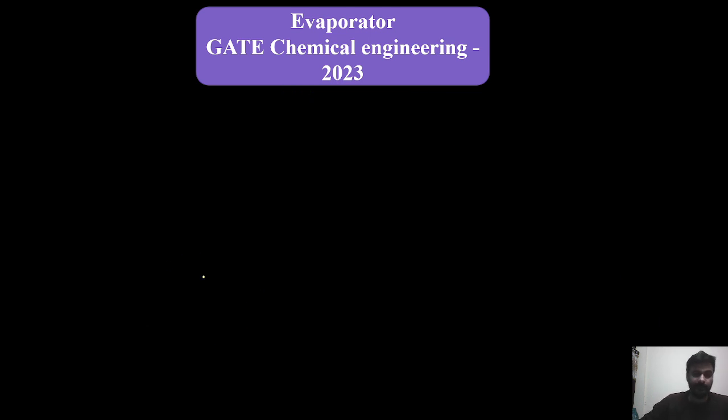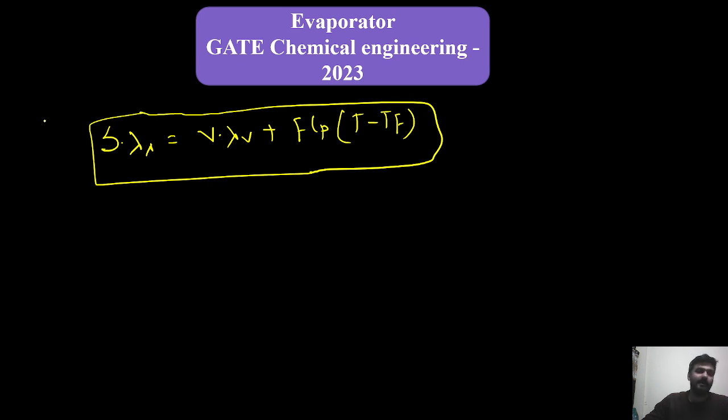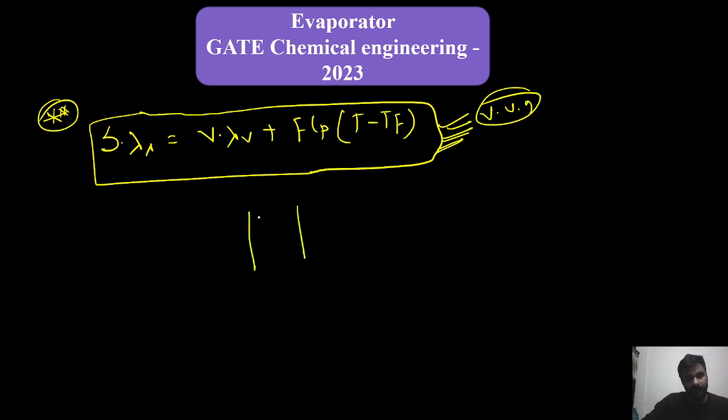Now we have derived S into lambda S, that is equal to V into lambda V plus F Cp, and that is multiplied by T minus T of feed. So if any numerical comes from the evaporator, this very important relation is required for the solution of that problem. Now we are talking about this particular stream.